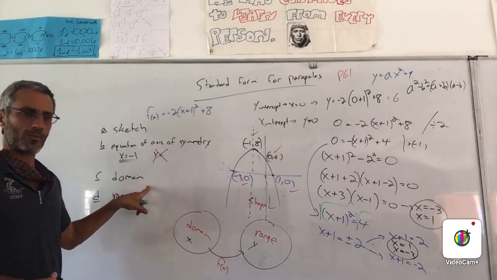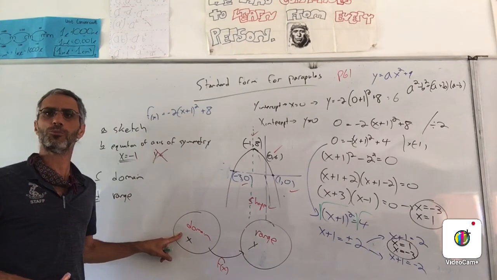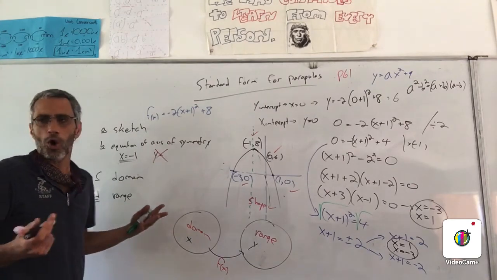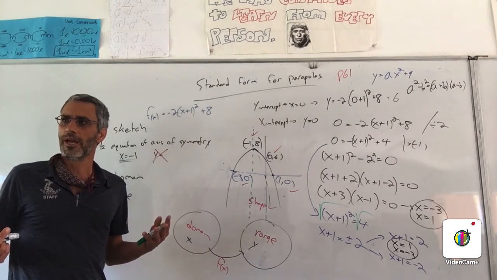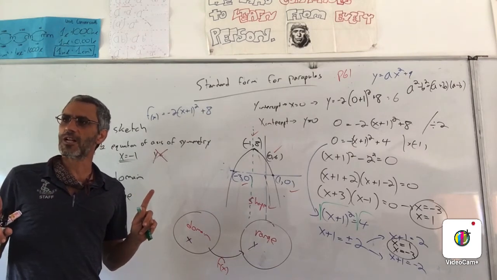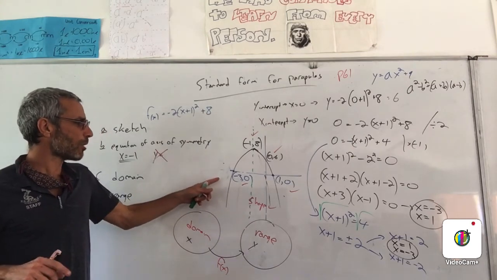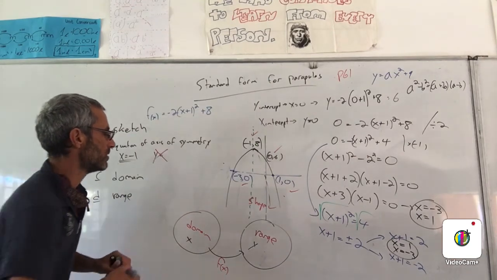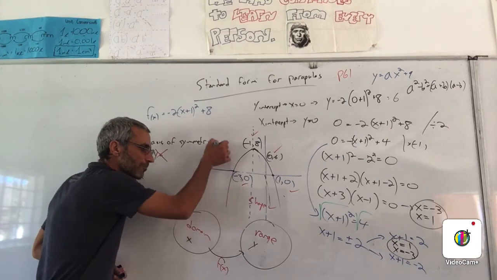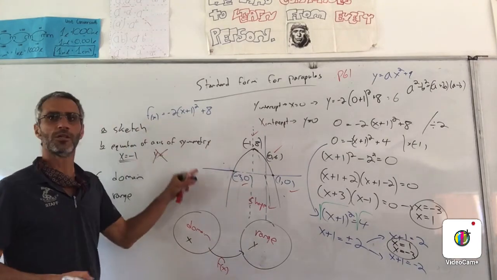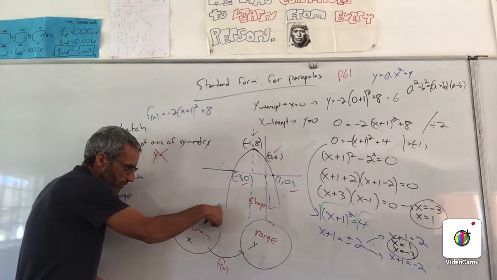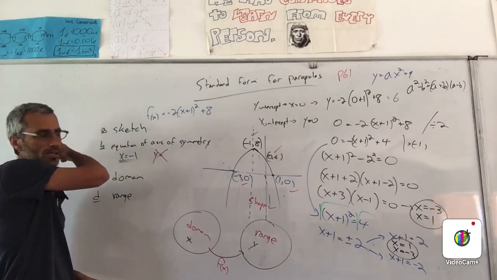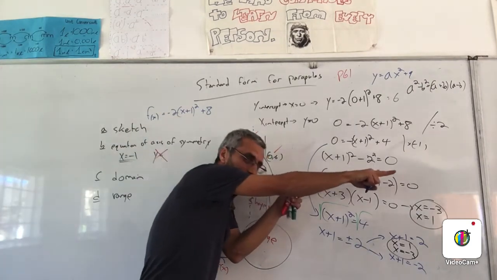Domain is basically all the possible x's. Now, normally all x's are possible, but in some functions there are x's that can cause a problem. Is there any problem with any x in this function, in this parabola? Meaning, is there any x that I'm not allowed to put in here? No, it goes on forever. This line will carry on forever. I can go all the way to minus infinity x, the same way I can go to plus infinity x.